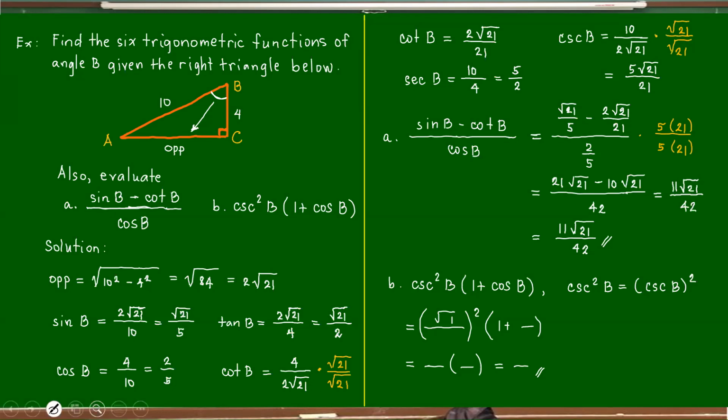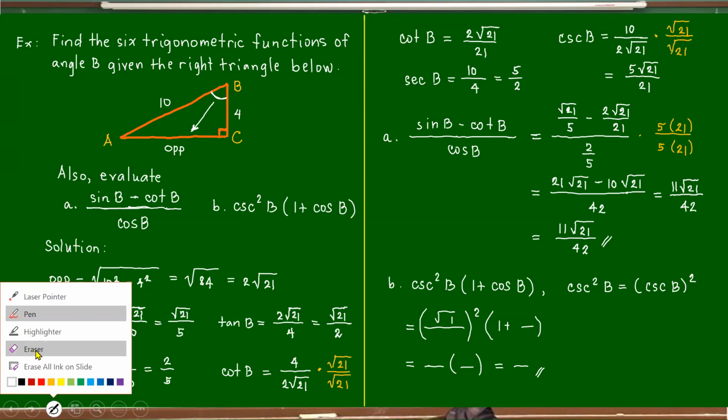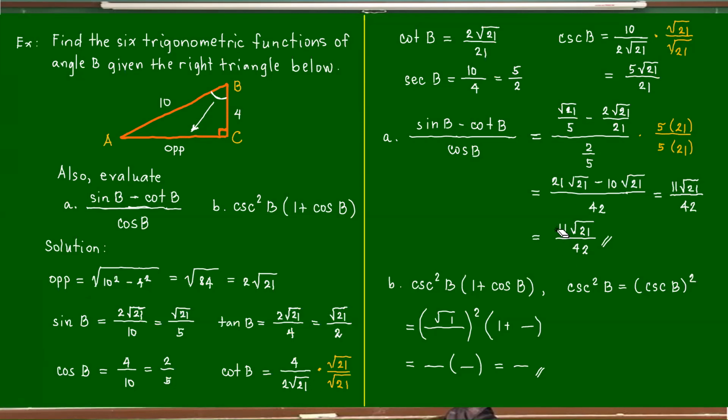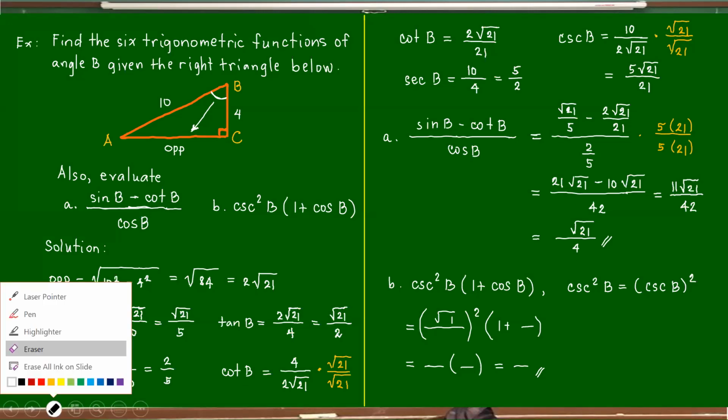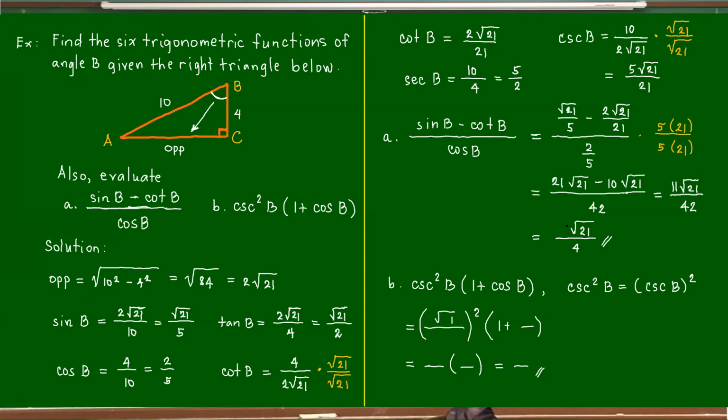Can we still simplify that? Sir, hindi na, sir. We can't simplify it. Is it already in simplest form, guys? Yes, sir. So we have 11 square root of 21 over 42, no? Yes, already simplest form. So we can no longer simplify that.